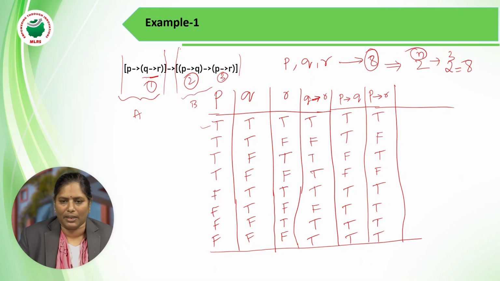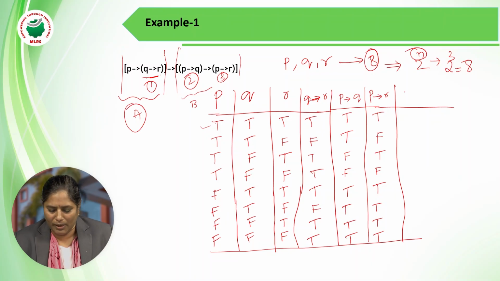The first braces I am taking as A, and the statement in between the square brackets I am taking as B. So first I am performing A. A means P implies Q implies R.